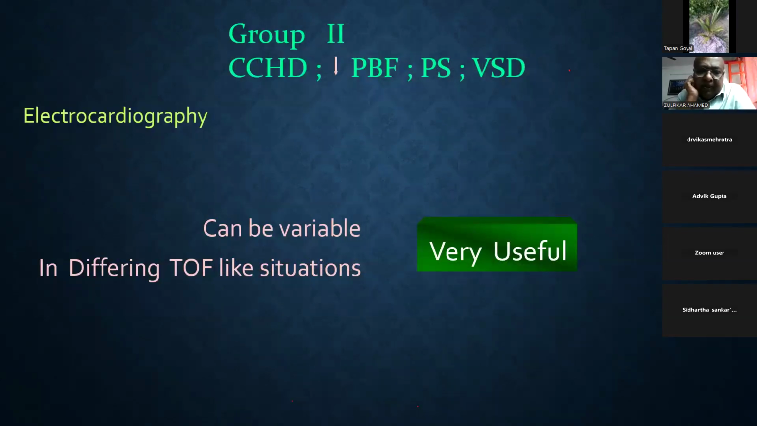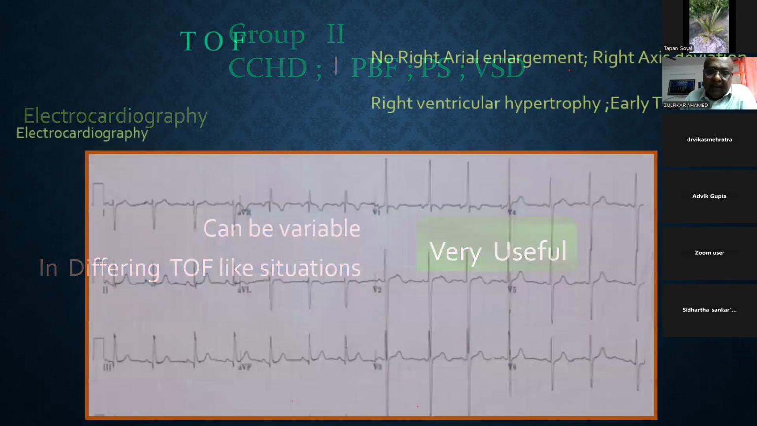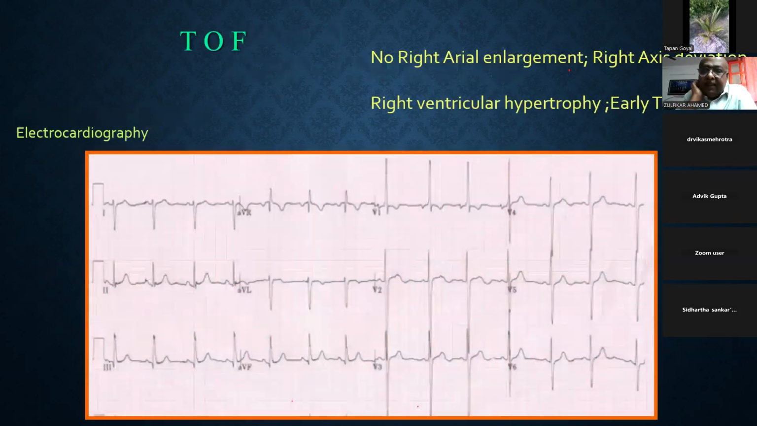Generally, X-rays are more or less similar, but electrocardiography can be variable in various types of tetralogy physiology, and it will differ in the TOF-like situations, and it is going to be very, very useful. So, between an X-ray and an ECG, in a TOF physiology, more useful would be an electrocardiography. The standard electrocardiography in a tetralogy would be, as you can see here, right axis deviation, right ventricular hypertrophy, and an early transition.